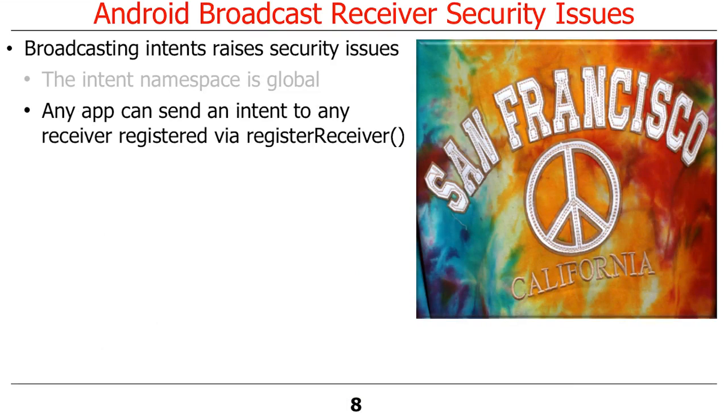Another problem is that any app can send an intent to any receiver that's registered dynamically by the registerReceiver call. The problem here, quite frankly, is that the model is too open, too loosely defined, too free.